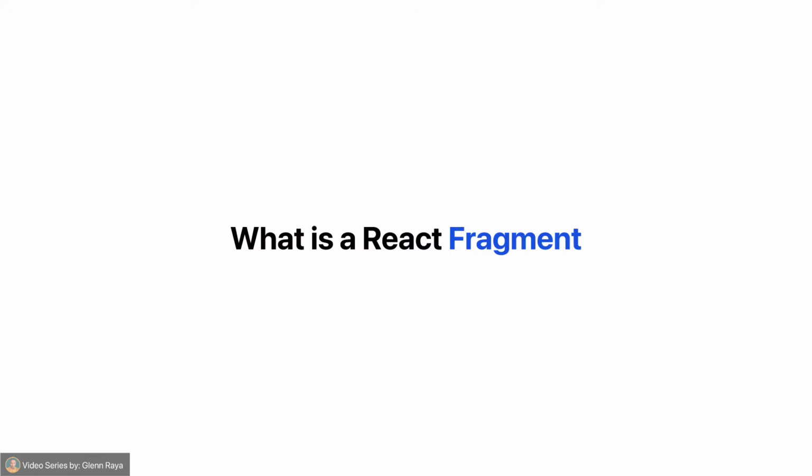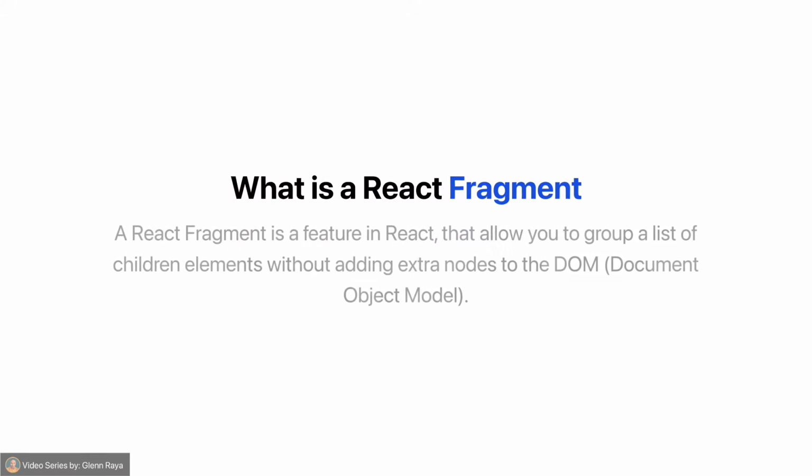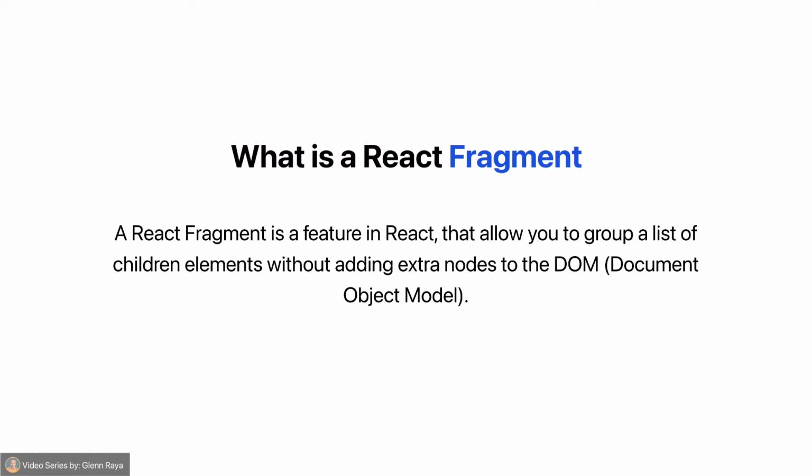What is a React fragment? A React fragment is a feature in React that allows you to group a list of children elements without adding extra nodes to the DOM or the document object model. In React, components must return a single root element. However, there are cases you might need to return multiple elements. Fragments let you wrap these elements without adding extra nodes, like a div to the DOM.